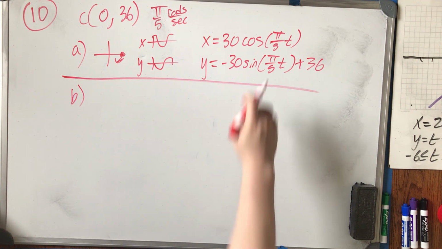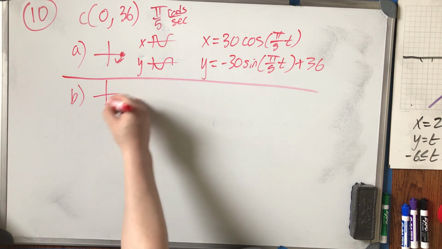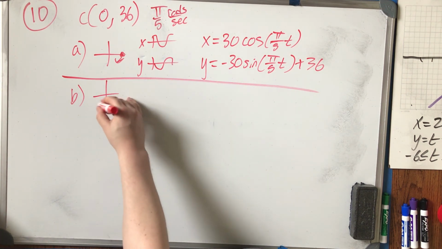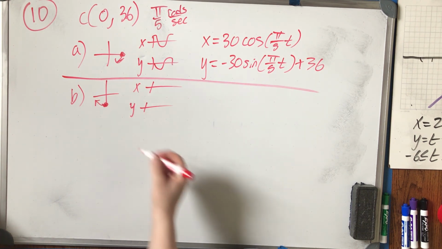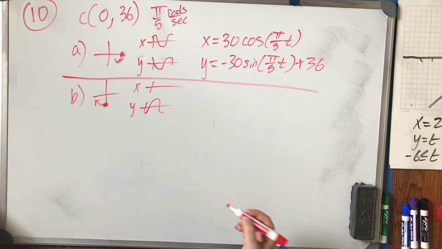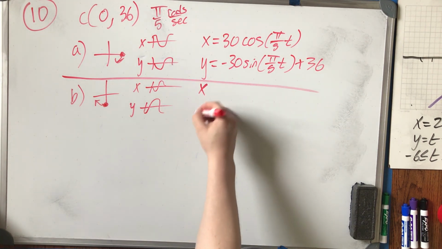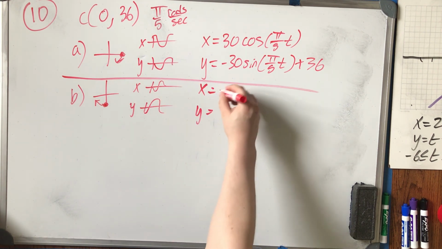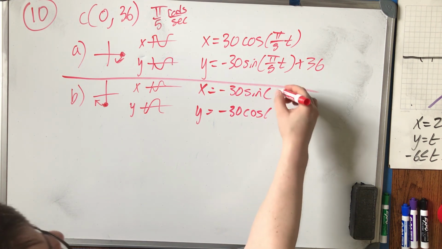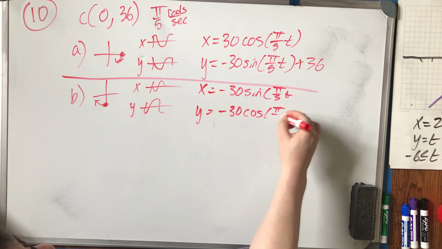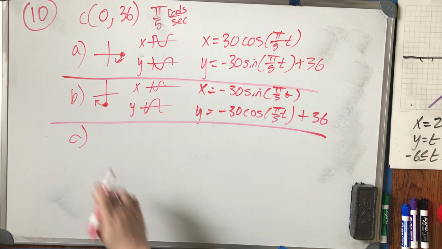Now the only thing we're basically changing here is which one's sine and which one's cosine and which one's positive and negative. If we start at 6 o'clock going clockwise, let's look at this. This is going to be starting at a negative y value, so y is going to be negative cosine, and we're going in a negative x direction to start off with, so that will be negative x. So a negative sine, so that's negative 30 sine. This one's going to be negative 30 cosine, and then everything else stays the same. Pi over 5t, pi over 5t, plus 36. Done.